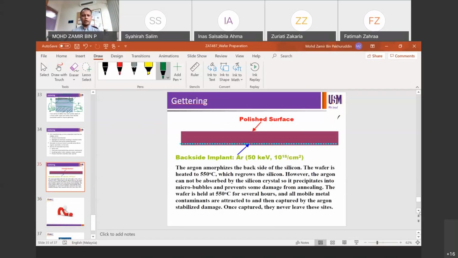You can do a gathering process in a couple of ways. This one can also be done: argon is used to amorphize the backside of the silicon. The wafer is heated to a high temperature, in this case 550, and regrows silicon. So this is another way to do it, right? But the common one is the one I showed you just now, during the diffusion process.